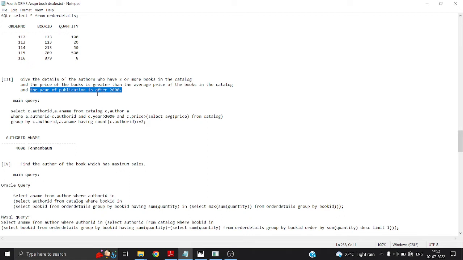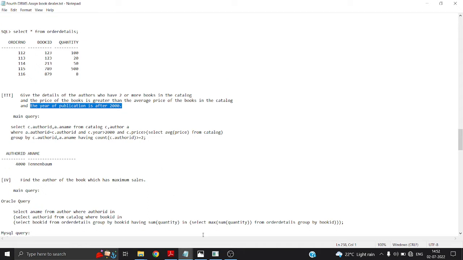To get a clear idea about this, first, as usual, we are supposed to display the author details. Author details in the sense we need to display author ID and author name. But information related to which author has two or more books, and whose price is greater than the average price, and the year of publication is after 2000, these three pieces of information are basically available.